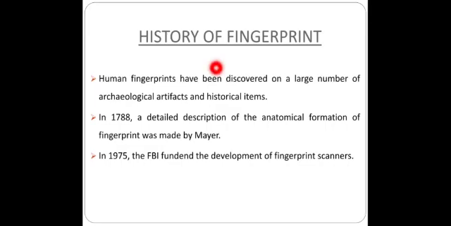This is the history of fingerprint. Human fingerprints have been discovered on a large number of archaeological artifacts and historical items. In 1788, a detailed description of the anatomical formation of fingerprints was made by Mayer. In 1975, the FBI funded the development of fingerprint scanners.